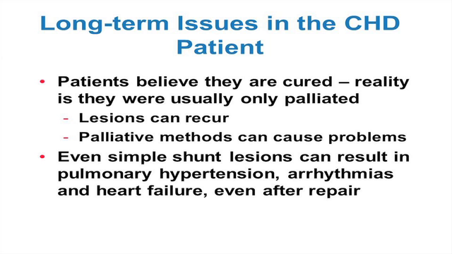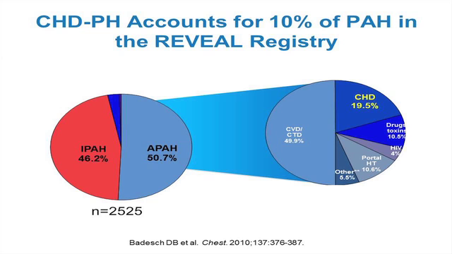Even simple lesions can cause problems such as pulmonary hypertension, which we're going to go over today, but arrhythmias and heart failure are also very common. Now, if you look to get a sense of what the epidemiology for these patients is, there's really two ways to look at this. You can look at large databases of pulmonary hypertension, or you can look at large databases of congenital heart disease and look at the opposite problem.